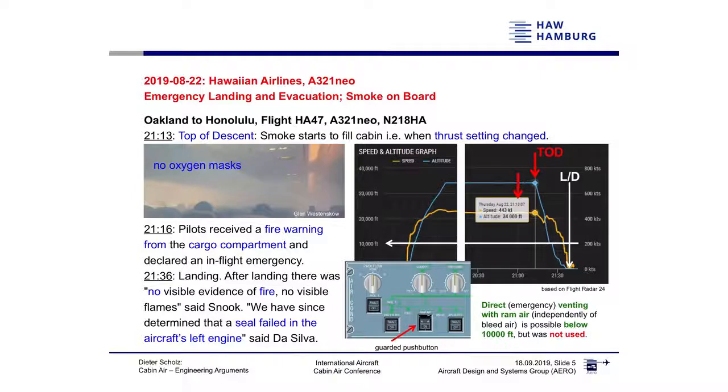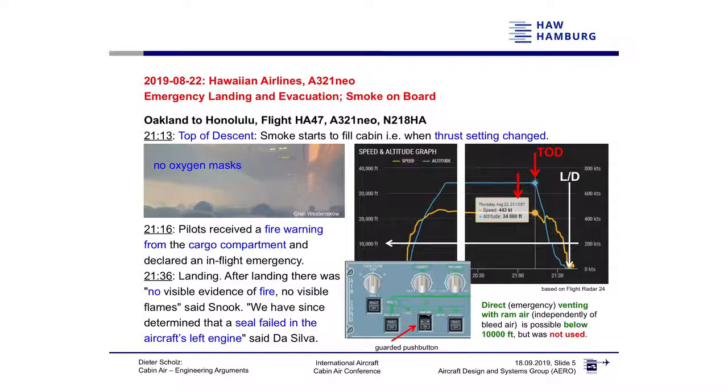Also to set the scene, I picked one of the flights we've seen recently, 22nd of August, Hawaiian Airlines, A321neo, emergency landing and evacuation, smoke on board, and this is from the internet where you find these pictures, and it was very well reported. So pilots received a fire warning from the cargo compartment and declared an in-flight emergency. Then 20 minutes later they landed. After landing there was no visible evidence of fire, no visible flames. And then we have since determined that the seal failed in the aircraft's left engine.